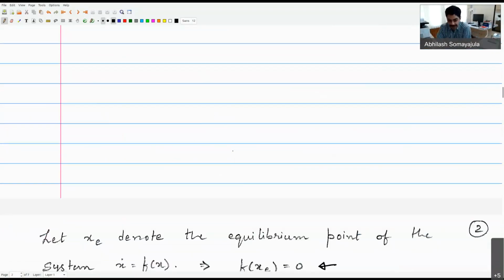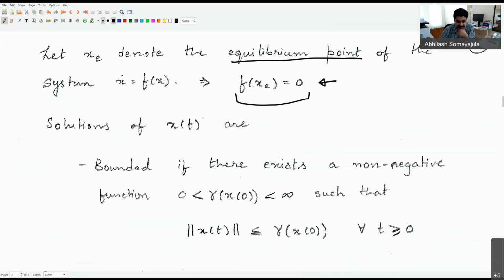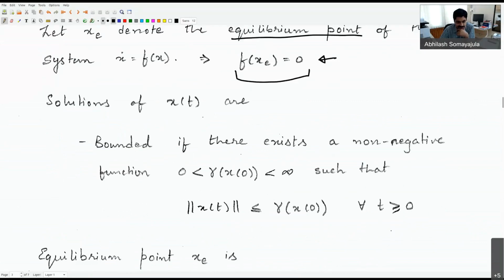Okay, so now coming back to our idea, now we want to talk about this so-called equilibrium point's stability. We want to understand when is this equilibrium point stable or when is this equilibrium point attractive, and things like that is what we want to discuss. So first thing I'll start off with is boundedness.